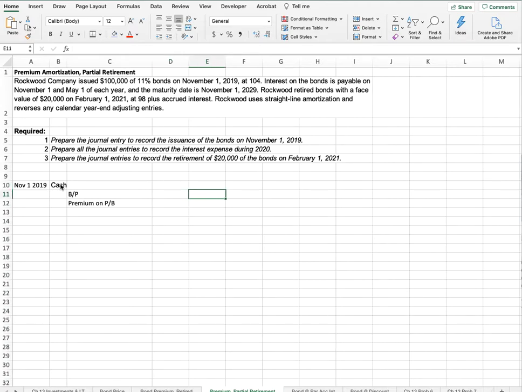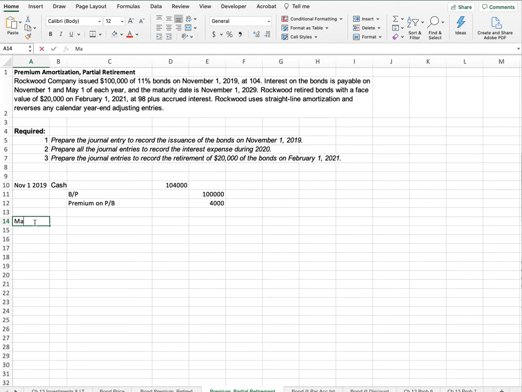So our bonds payable is the face value of the 100,000. The cash is the 100,000 times 1.04 or 104% since it was at 104, giving us a premium of the difference, which is obviously 4,000. And so now we'll use that 4,000 on all of our interest payments because it's straight line, so it's just going to be that over the 10 years.